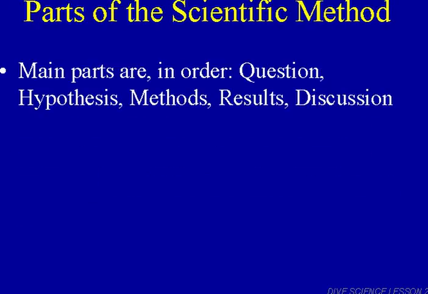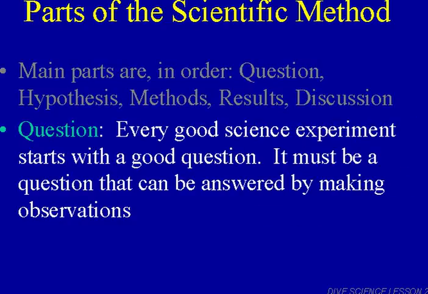So if the scientific method is a step-by-step method, it must have different parts to it. And so let's talk about some of those parts first. Here are the main parts, and this is the order that they go in: question, hypothesis, methods, results, and discussion. And you always start, anytime you're going to do the scientific method process, you start with a question.